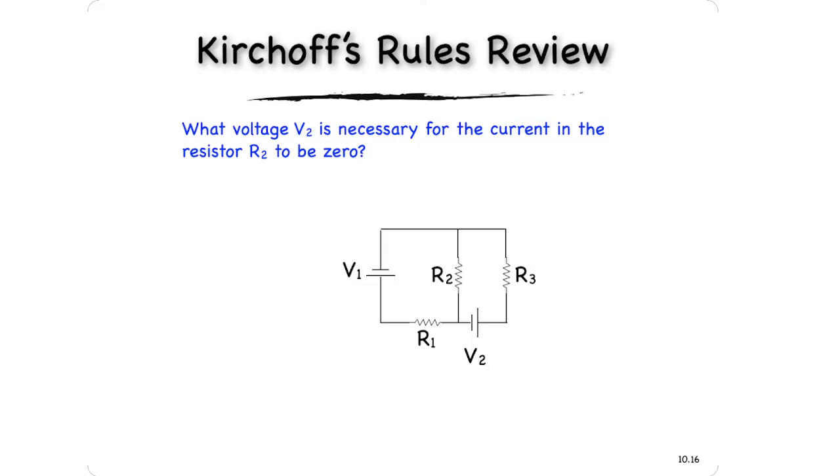Okay, let's see. Here's a problem that we can solve using Kirchhoff's rules. So let's see if we can work out what voltage V2 is necessary so that the current in resistor R2 is 0. So here are the steps. I want you to do these on your own. Label all the unique currents in this circuit. There's going to be 3 of them. So sketch out this circuit and label currents I1, I2, and I3.